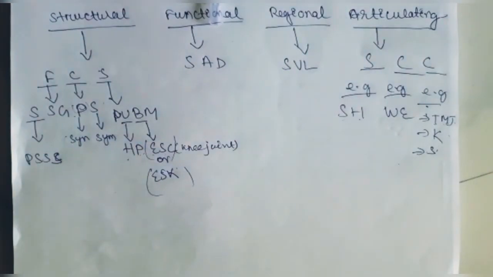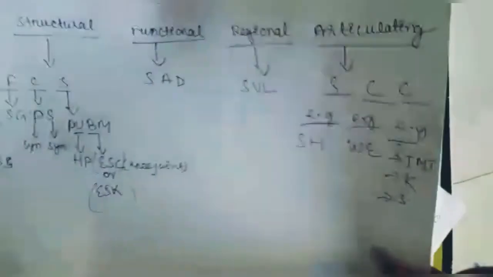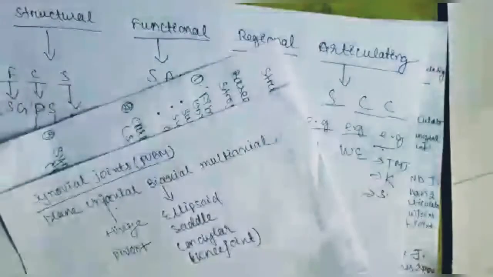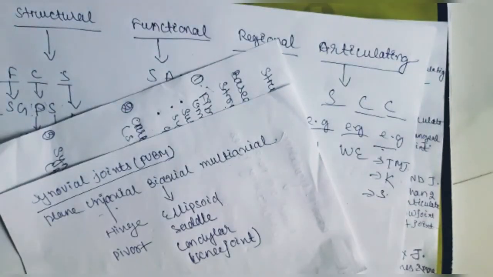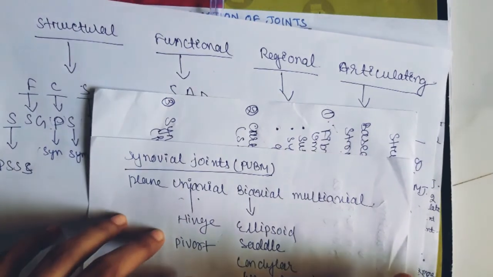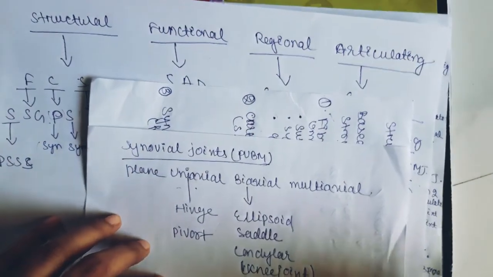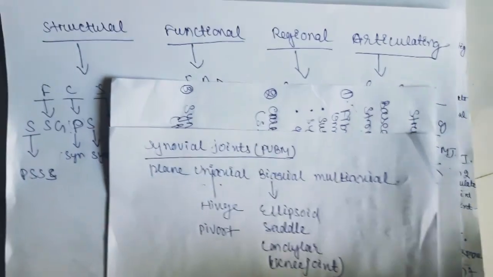These three papers contain all that data. I'll give you the PDF, or you can download it from the link. In the next video I will explain the upper limb and the lower limb joints.